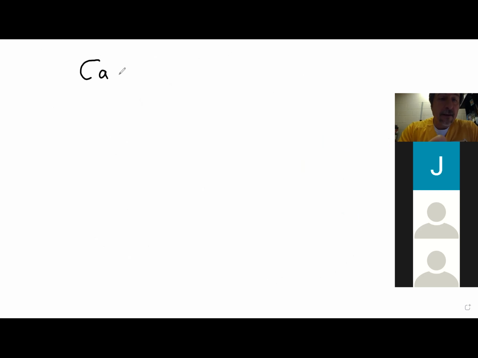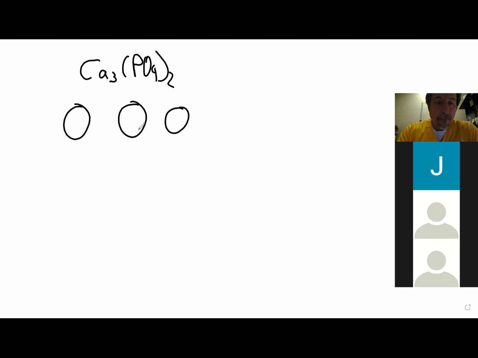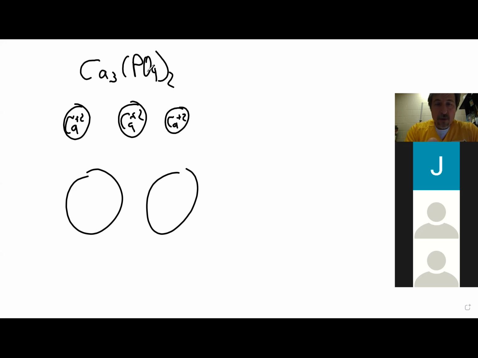So if I look at this, I want you to see this. The little three means three of the calciums, and we know the calcium always makes a plus two charge. What's going on with this PO4? Well, PO4 means literally this. There are four oxygens with every P, and these things together happen to make a minus three.